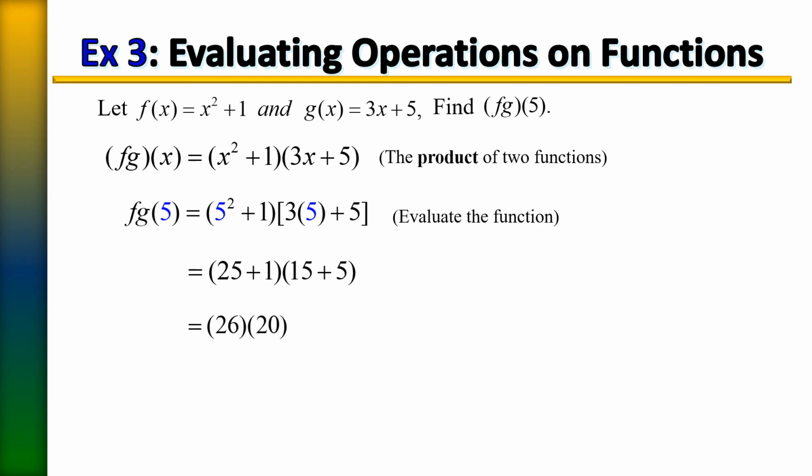Now recall that they are joined together or stuck together, which means they're being multiplied, so we still have to do the multiplication. So when we multiply 26 times 20, what we're going to get is a result of 520. And there you have it. We have evaluated f times g of 5.